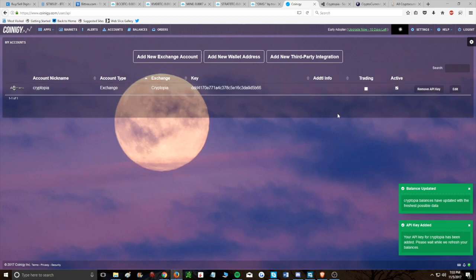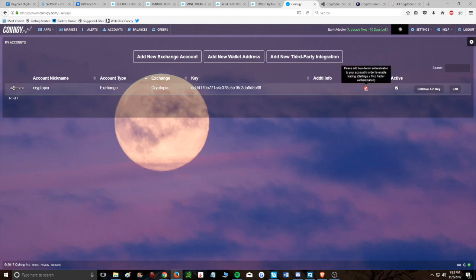Alright, so now that we added my Cryptopia account to Quadriga, I have to activate trading. And to activate trading, you need to add two-factor authentication to your account from your phone. If you don't already have this, it's an app on your phone called Google Authenticator that you need to link to your Quadriga account before you could actually trade on it.